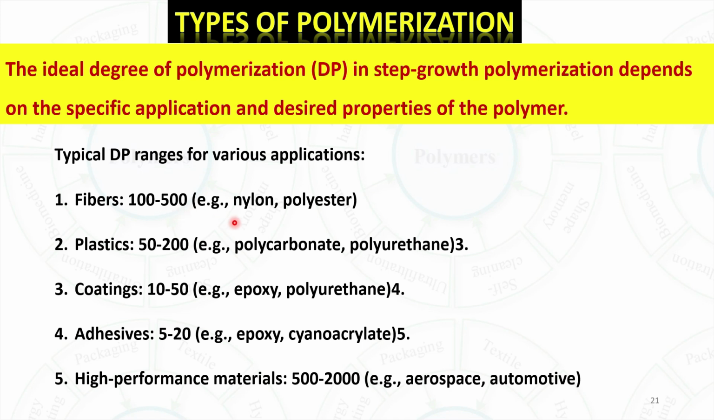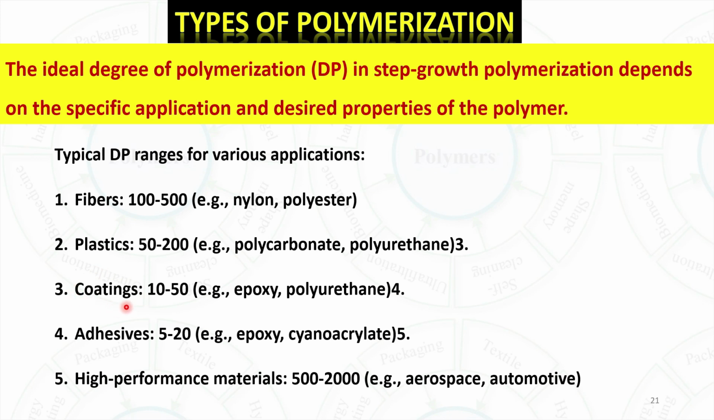And if your application requires plastics, like polycarbonates and polyurethanes, right? So this 3 is actually an error. Please ignore this one. Then you need 50 to 200 degree of polymerization. That means again you can stop your reaction somewhere around 80% of completion.